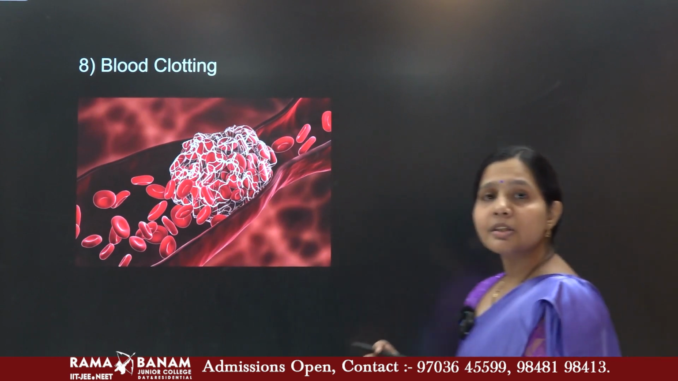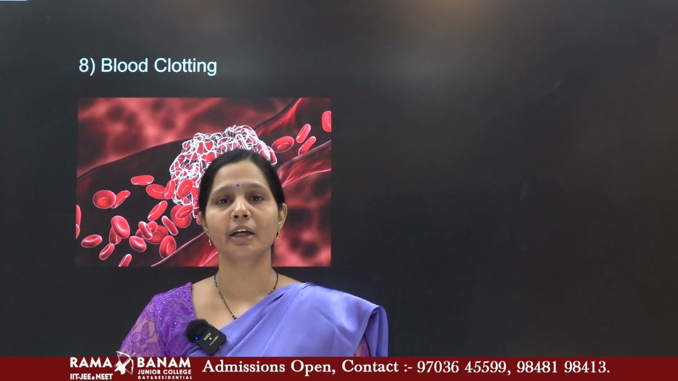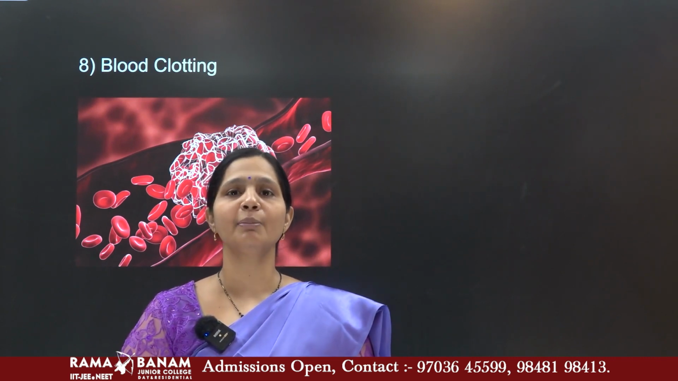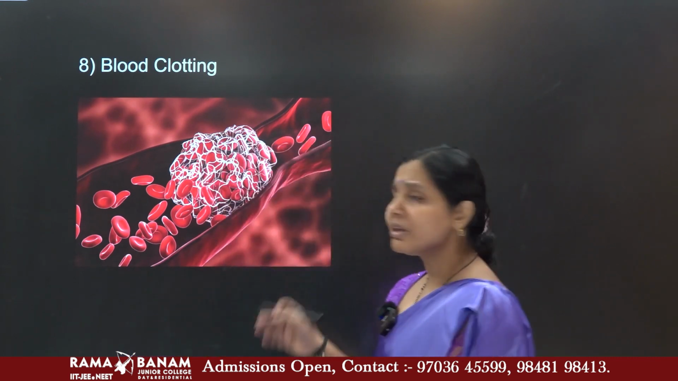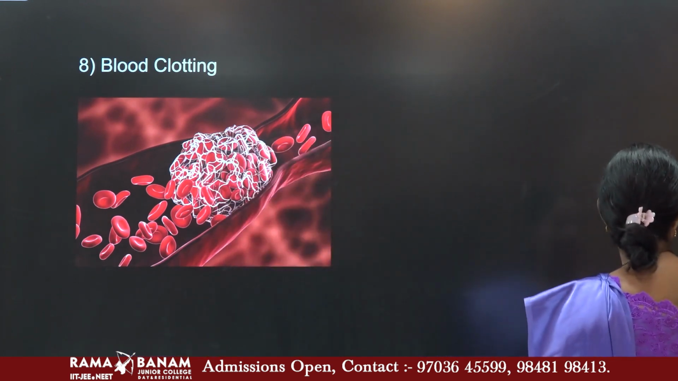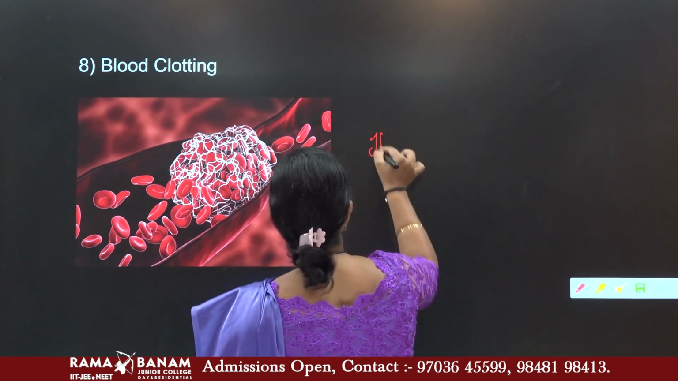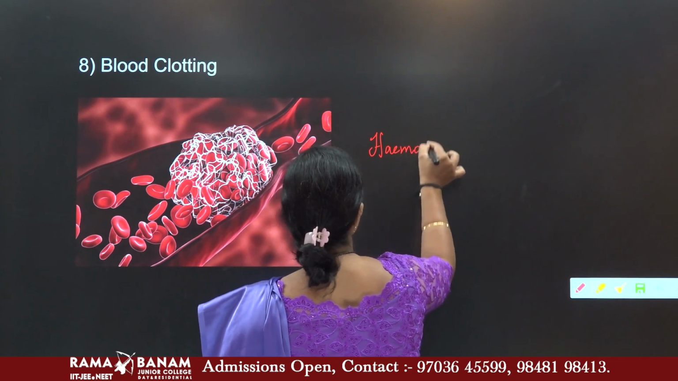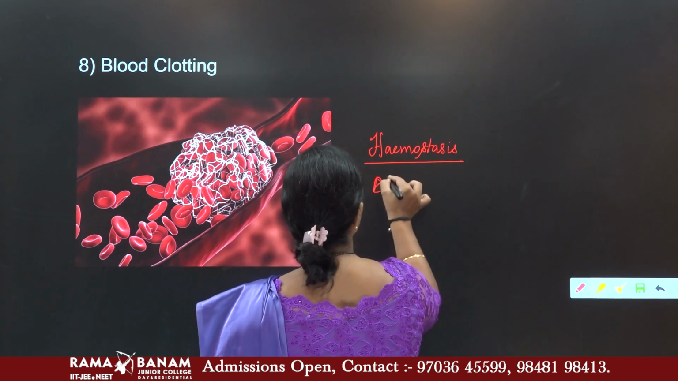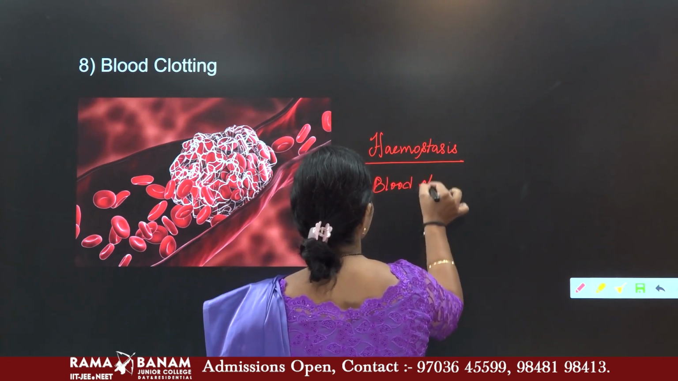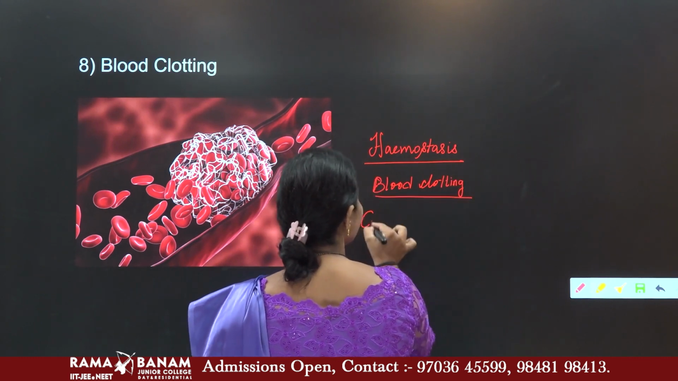So, this is about the working of the heart, the cardiac cycle and cardiac output. As a part of this, the mention of blood clotting also plays an important role. So, what is this blood clotting? This is also known as hemostasis or blood clotting or coagulation of the blood.